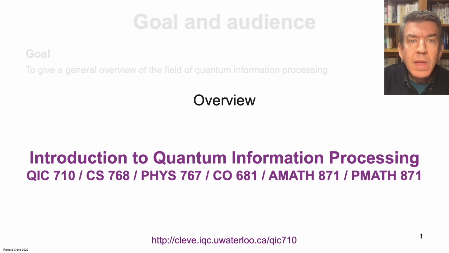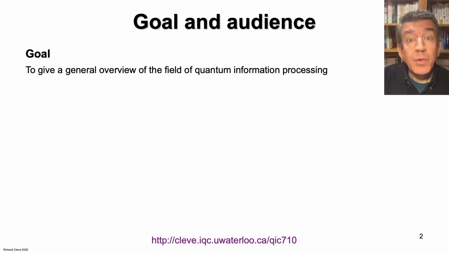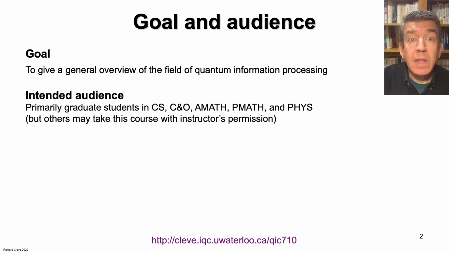The goal of the course is to provide a general overview of the field of quantum information processing, which includes quantum computing. The intended audience is primarily graduate students in computer science, combinatorics and optimization, applied math, pure math, and physics. But other people may take the course. In some cases, permission of the instructor is required.